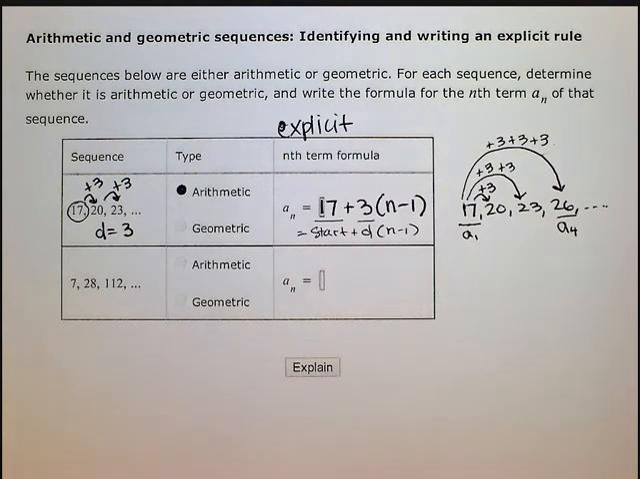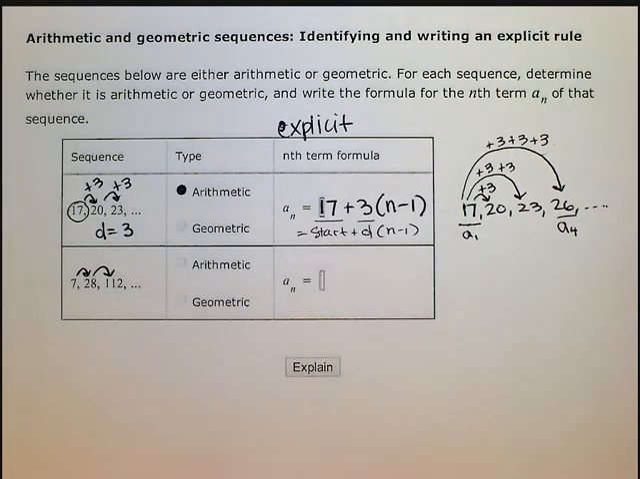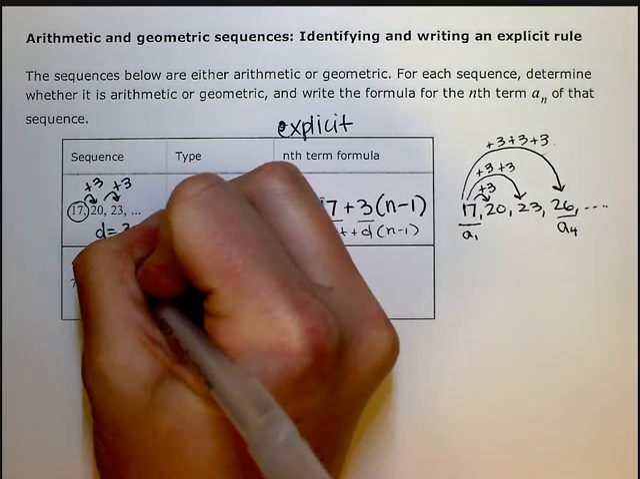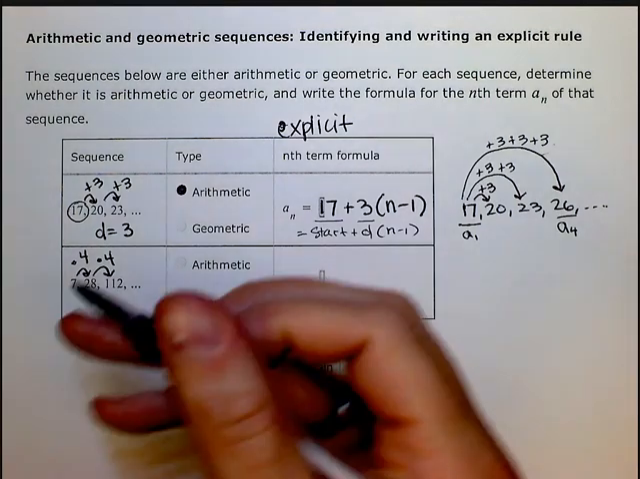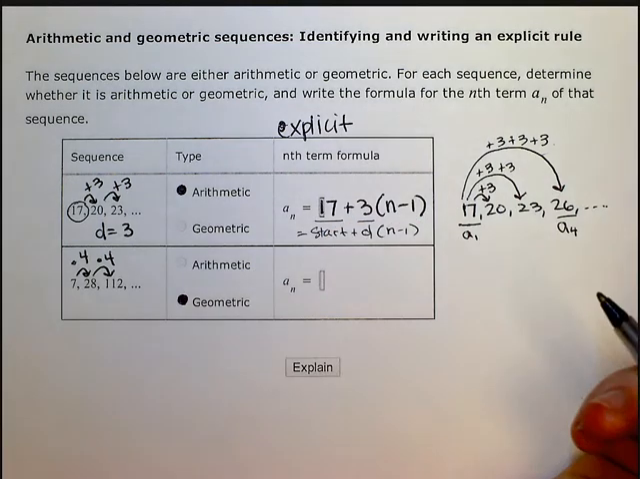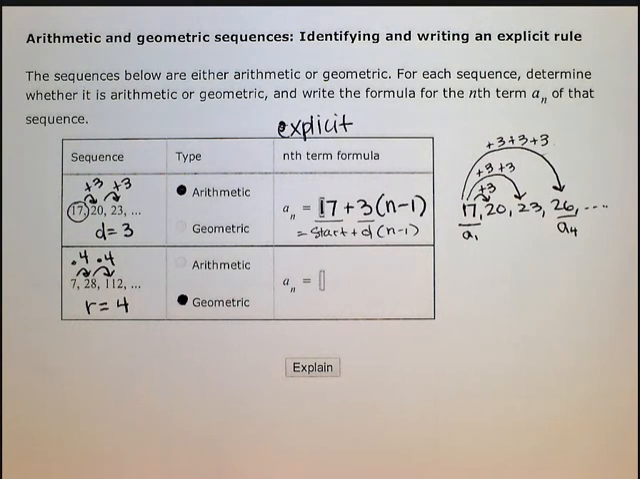Now to do the next one, I again need to find a pattern. So I go from 7 to 28 to 112. Now I see multiplying by 4 here, because 7 times 4 is 28, and 4 times 28 is also 112. So I see that this is geometric because we're multiplying, and that means my common ratio is going to be 4 because I'm multiplying by 4.